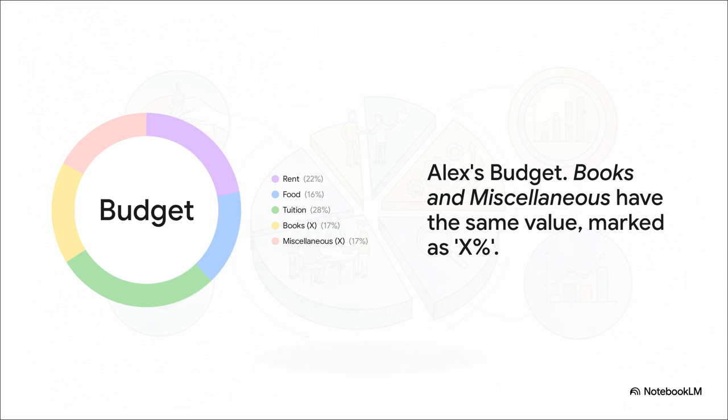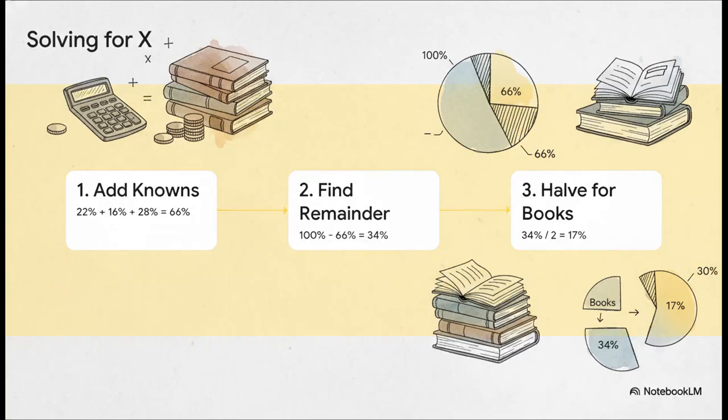Okay, so here's Alex's budget. We can see the percentages for rent, food, and tuition, but here's the puzzle. Books and miscellaneous are both just marked with an X. Now, the really important clue here is that since they're both X, their slices of the pie must be the exact same size. So, how do we find out what X is?